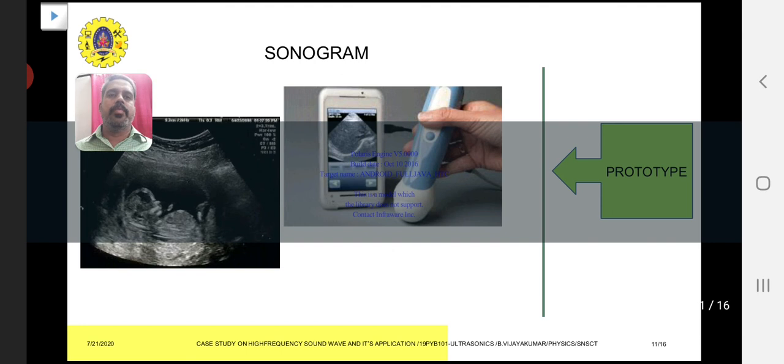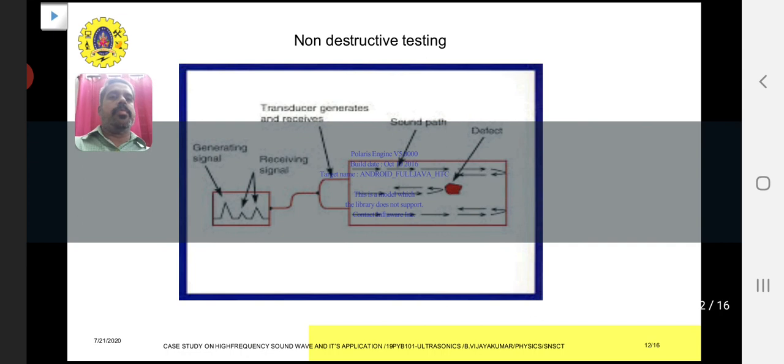Then another one is a monitor. So the inside movement of our body or womb is identified. That picture I mentioned on the left side. So that is a prototype.